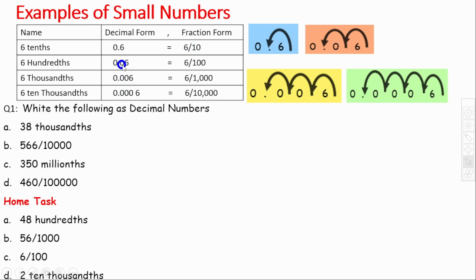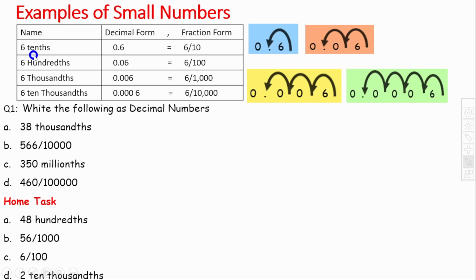Now here, 0.06. First of all, you write 6. Then how many digits do you have after the decimal point? We have 2. So we write 100. The 2 zeros are as a result of having 2 digits after the decimal point. That's why we have 00.